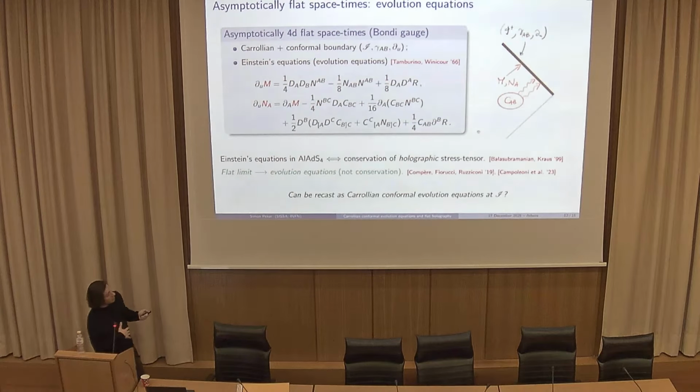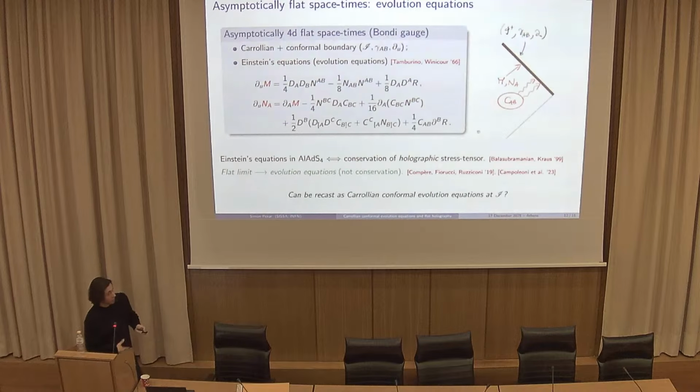However, if you study Einstein gravity in asymptotically locally AdS4, so with a negative cosmological constant, the equivalent equations to these ones are really conservation equations. These are known as the conservation of the holographic stress tensor, and this is one of the pillars of AdS/CFT.